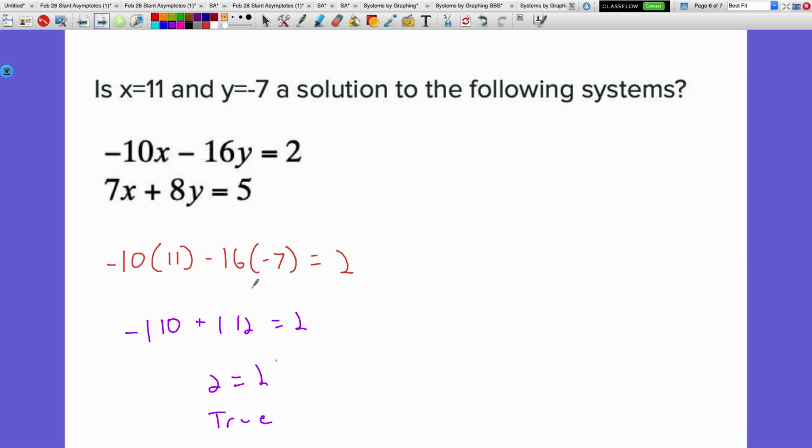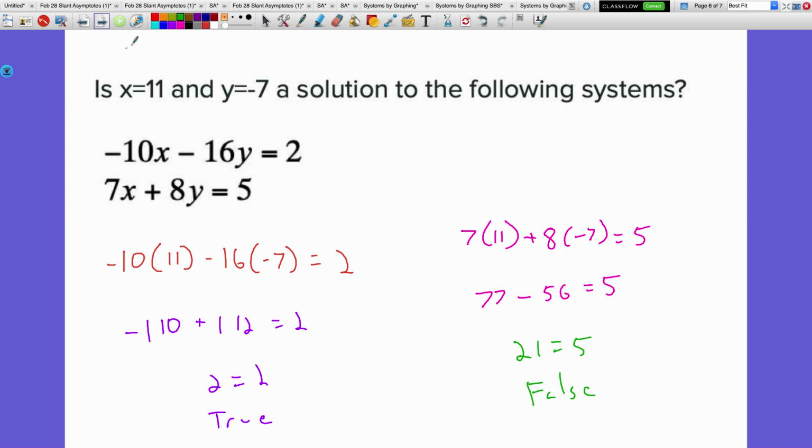That's true, but we're not done yet. We have to check the other one. 7 times 11 plus 8 times -7 equals 5. Here I've got 77 minus 56 equals 5. This one's not looking so good. That's 21 equals 5, and that is a false statement. So no. It is on one of the lines, but it is not at the point of intersection, so it's not a solution. And no is our answer.